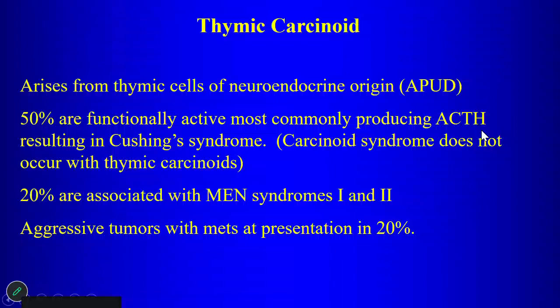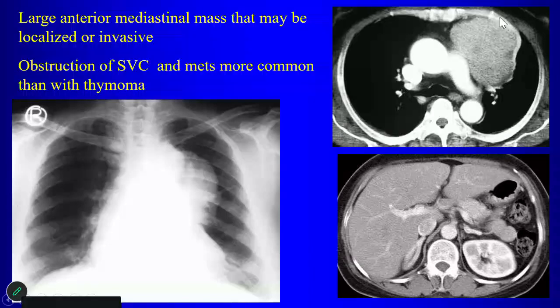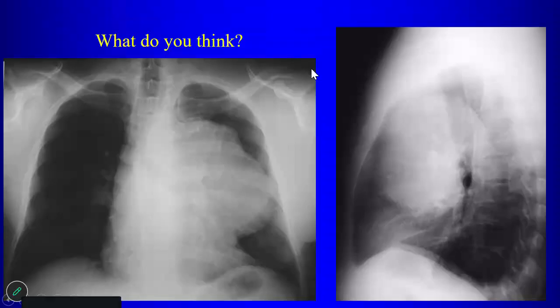50% of these are functionally active, producing ACTH that can cause Cushing's syndrome. Interestingly, carcinoid syndrome does not occur with thymic carcinoid tumors, and 20% are associated with the multiple endocrine neoplasia syndrome. These can be aggressive, so sometimes they present with metastatic disease. If we have an anterior mediastinal mass here, these also tend to be vascular carcinoid tumors. If you have an anterior mediastinal mass associated with adrenal hyperplasia, a patient who's Cushingoid, then we can think of carcinoid tumors of the thymus.